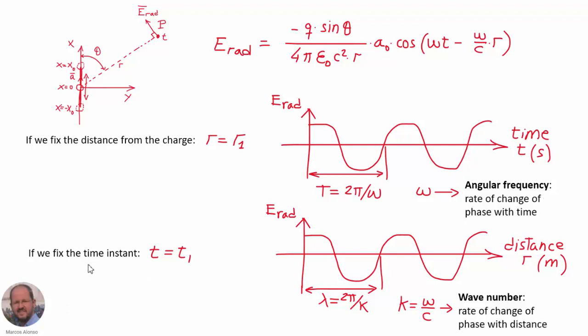And also, if we fix the time instant and we analyze for a given time instant t1 how the radiation is changing with the distance, then we will obtain an evolution like this. Here is the radiation, the amplitude of the electric field, represented against the distance. And then we will see also a cosinusoidal evolution, in which we have another important parameter here, which is lambda, the wavelength, which is equal to 2 pi over k, where k has the value omega over the speed of light and is known as the wave number, which is the rate of change of phase with distance.